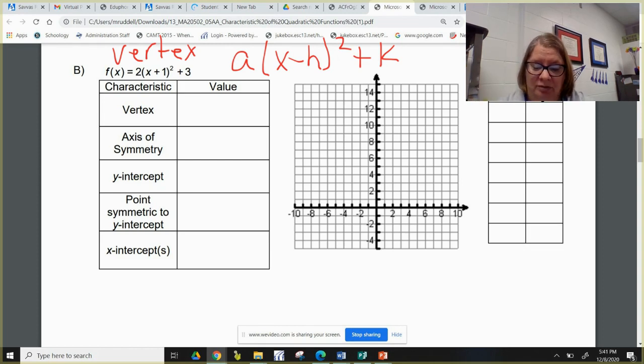So your vertex, let's find our letters. What's A? A is 2. What's H? Remember the formula is x minus h, so our h is negative 1, and our k is 3. Look back at your chart. This one is the easy one to find the vertex. The vertex is h, k, so this vertex is negative 1, 3. Let's go ahead and throw that on the graph. Negative 1, 3.